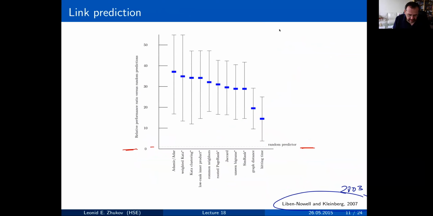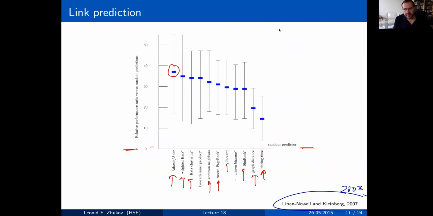And then there is a bunch of methods. So here is common neighbors. Here is PageRank. Here is Jaccard similarity. We haven't talked about this bigram. So here is SimRank. Here is graph distance. Here is hitting time. Here is Katz clustering. Here is weighted Katz, and that's weighted Katz probably almost what we did. And there is the Adamic-Adar coefficient. And here is the quality score. So you notice that Adamic-Adar gives you the best performance, the best quality of prediction.